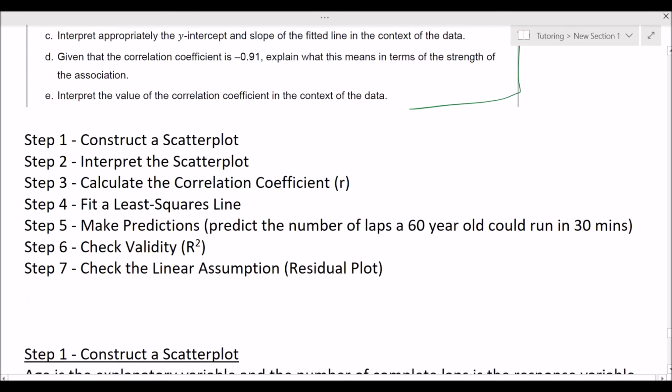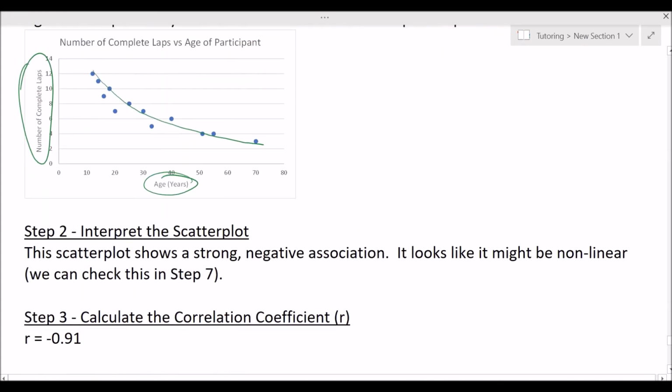Step 3, I want you now to calculate the correlation coefficient, which is R. Do that on your calculator. Pause the video, have a go. Okay, you should have got an answer of negative 0.91. And that should support our conclusion from the previous answer. It is a negative number, so it is a negative association, and 0.91 puts us in the strong classification.